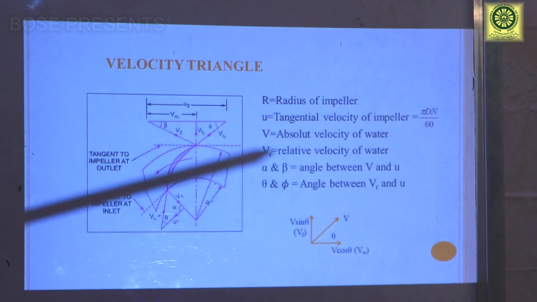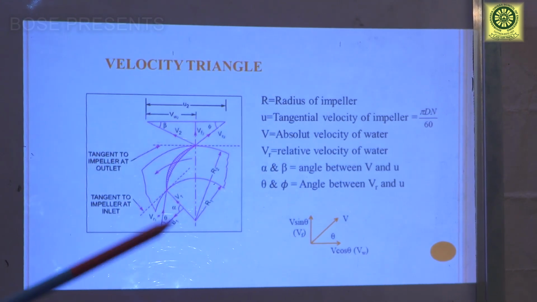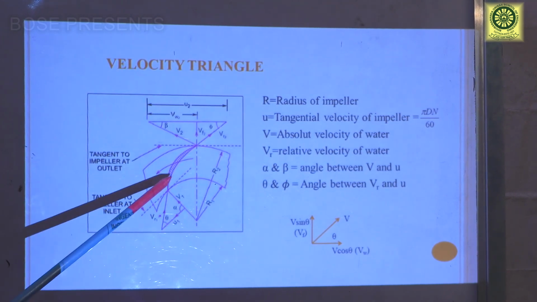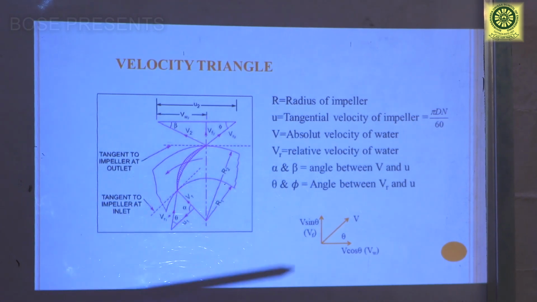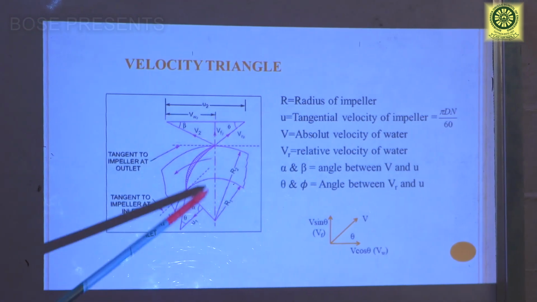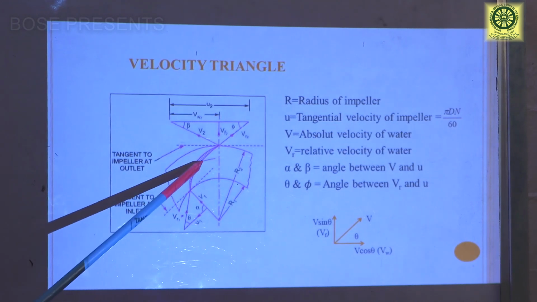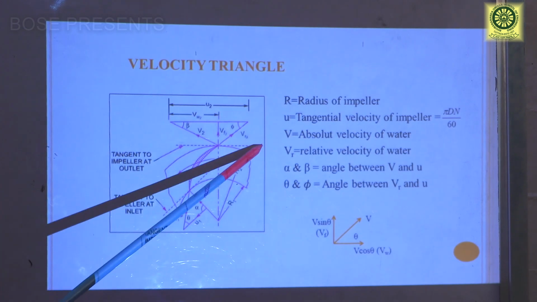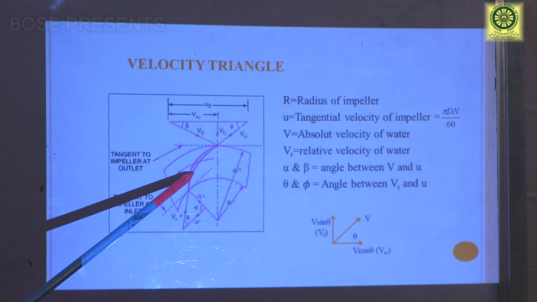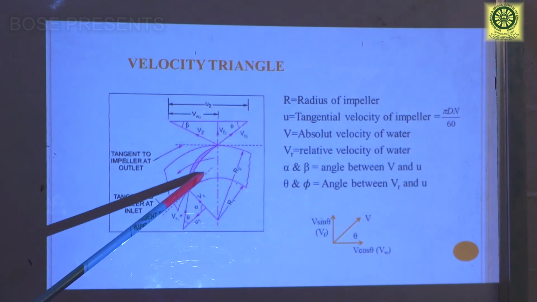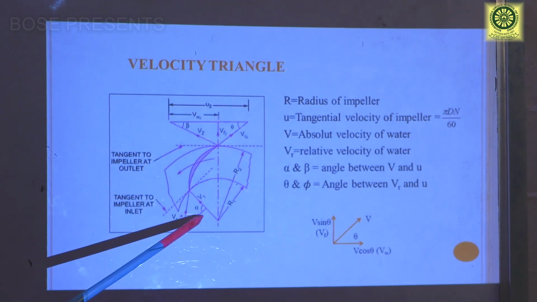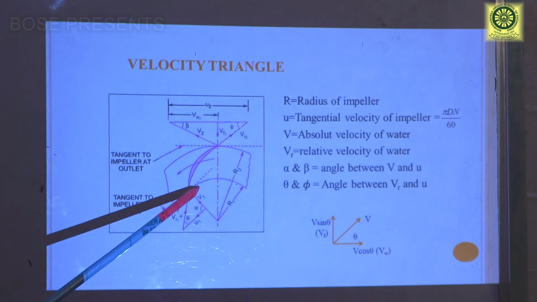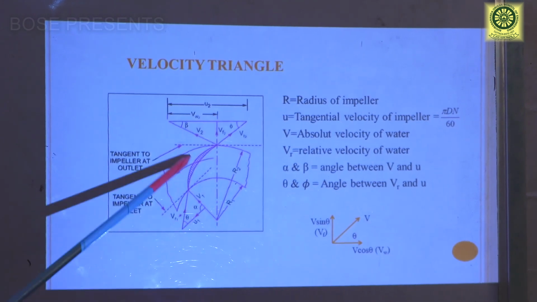Now what happens, we are saying that the flow is radial. This is the absolute velocity of water V1 flowing, so we are calling it radial. Now this is also moving in this direction, so it will also have a velocity. In this portion, let's say this is the tangent. So to the impeller at the inlet, it will also have a tangential velocity in this direction. U1 we denote as the tangential velocity at inlet. This is the absolute velocity of water, this is the tangential velocity of impeller.